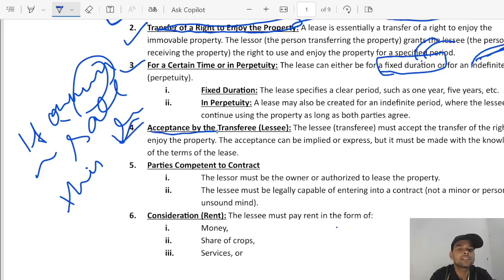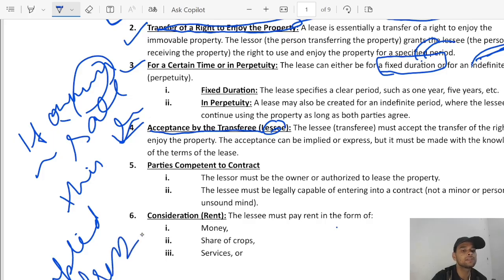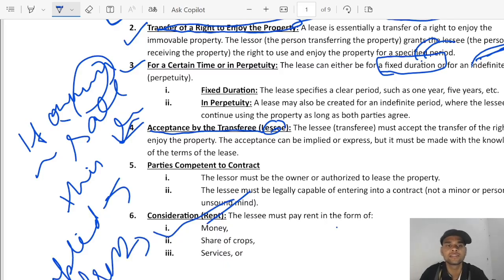Fourth point is acceptance by the transferee. Every formality has been performed now. The acceptance of the transferee, that is the lessee, must also be needed for the lease. Here, the acceptance can also be implied, or it can also be expressed. Expressed means by way of writing or anything, etc., and implied by way of conduct or any other similar means.